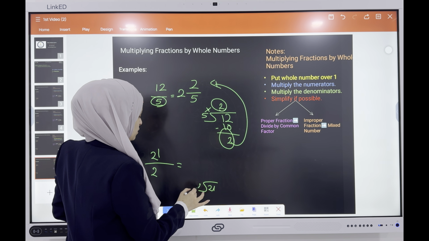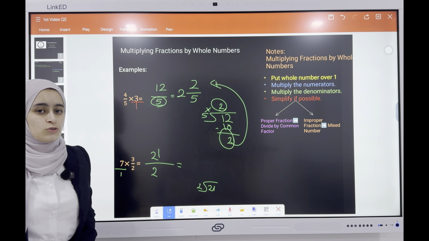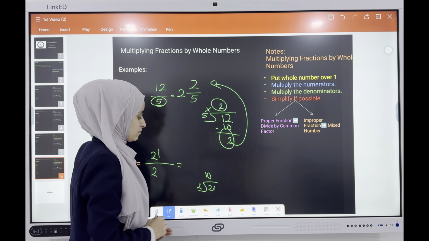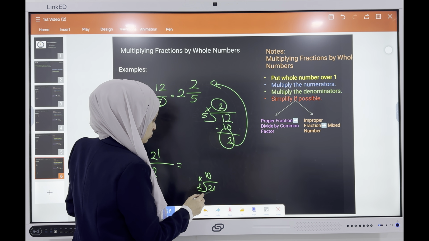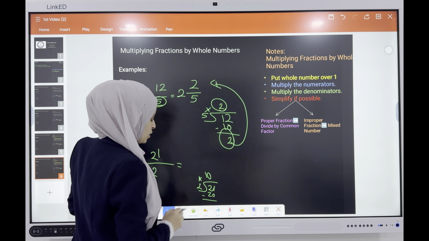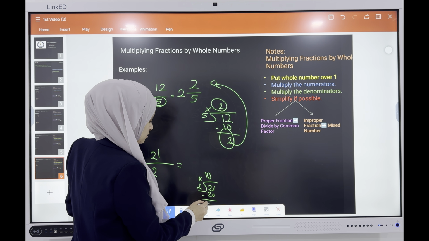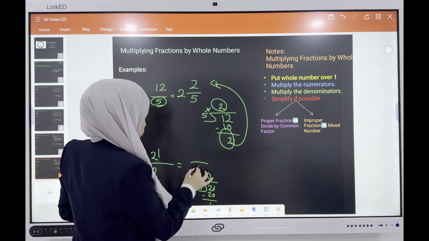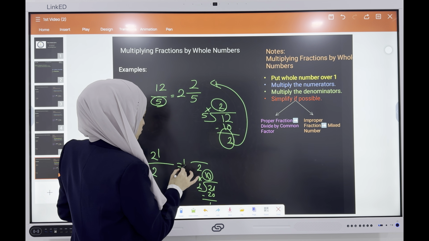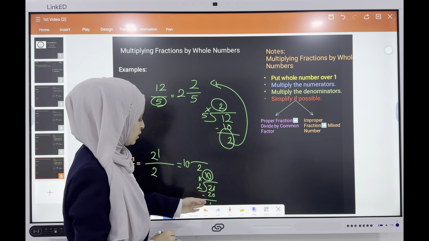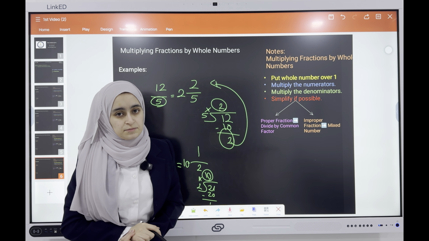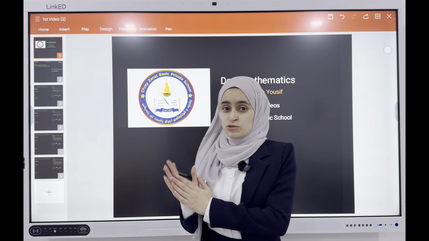21 divided by 2. How many 2s do we have inside 21? 10. 10 times 2 is equal to 20. 21 minus 20 is 1. Now rewrite 2. 10 is our whole number and 1 is our new numerator. That's all for today's video.